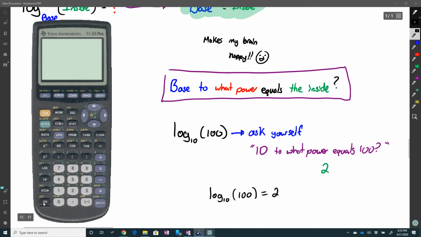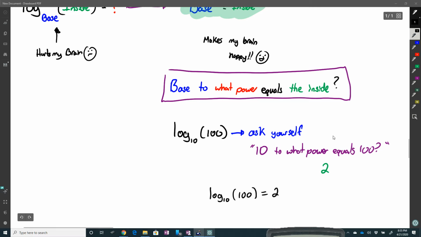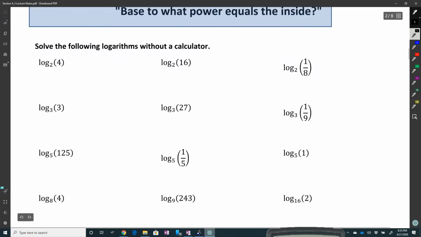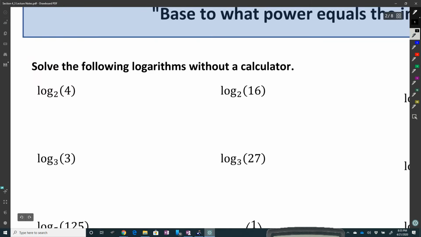And again, this actually does work out. You could type in log of 100 and you get 2 as an answer. Okay, so that's what we mean when they say you could do logs without a calculator. They want you to ask this question in your head and see what the answer is. So going back over here, notice I put a lot of them, but that's because these should be solved relatively quickly.